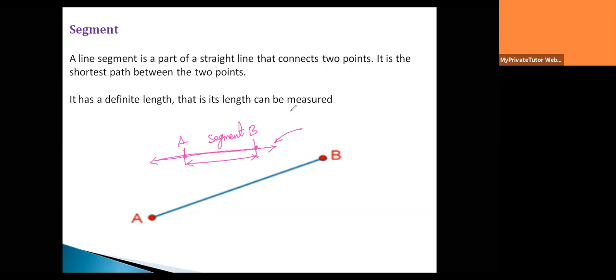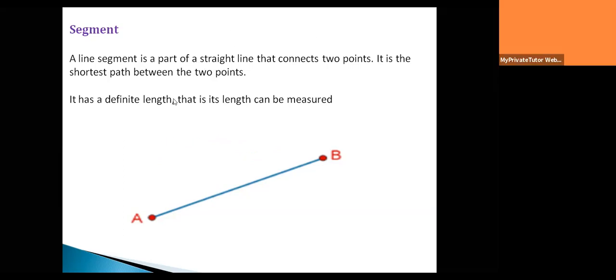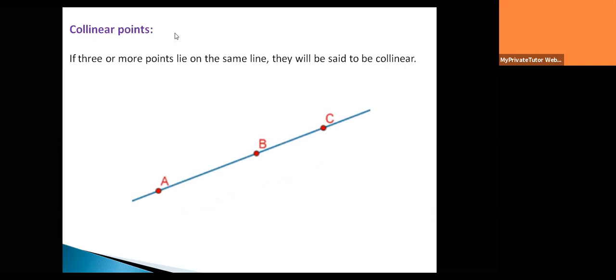And the next important thing, you might have heard the term collinear. Has anybody heard the term collinear? What do you mean by collinear points? Just have a look at the definition, guys. If three or more points lie on the same line or the same segment, they are called collinear points. If the points are randomly placed, they are not collinear because they are not on the same line. Collinear means the three points lie on the same straight line.